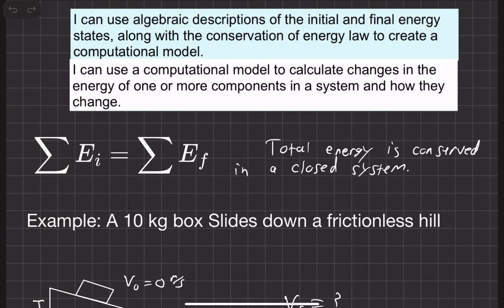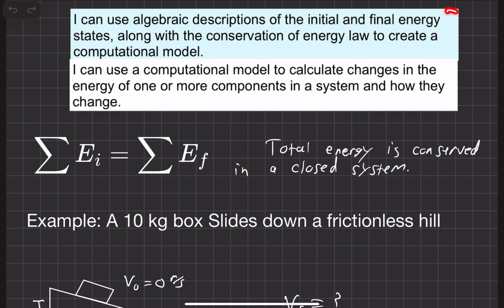And finally, we get to the crux of the unit, the most important concept, which is going to be broken into two learning objectives, very related to each other. The first is I can use algebraic descriptions of initial and final energy states, along with the conservation of energy law, to create a computational model. And then I can use the computational model to calculate changes in the energy of one or more components in a system and how they change.